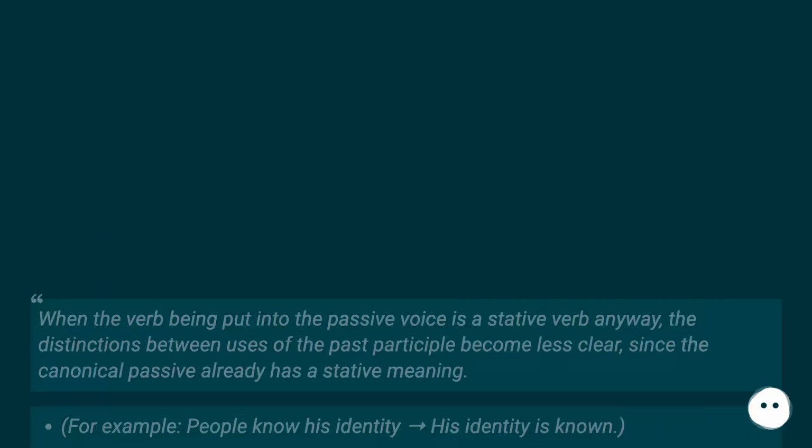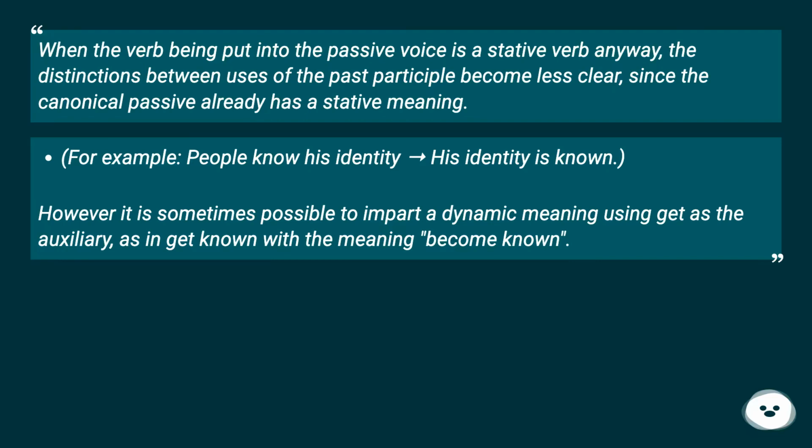When the verb being put into the passive voice is a stative verb anyway, the distinctions between uses of the past participle become less clear, since the canonical passive already has a stative meaning. For example, "his identity is known." However, it is sometimes possible to impart a dynamic meaning using "get" as the auxiliary, as in "get known," with the meaning "become known."